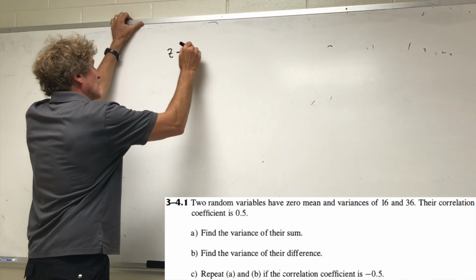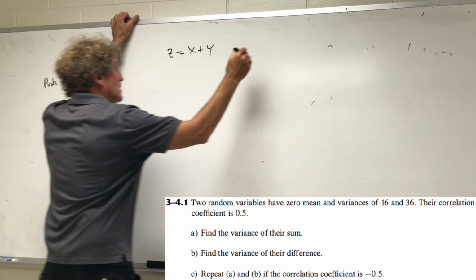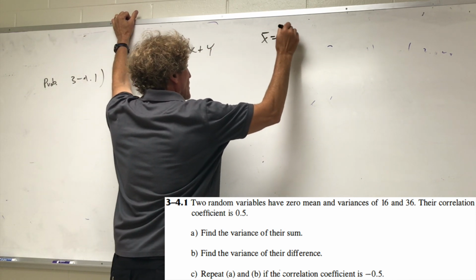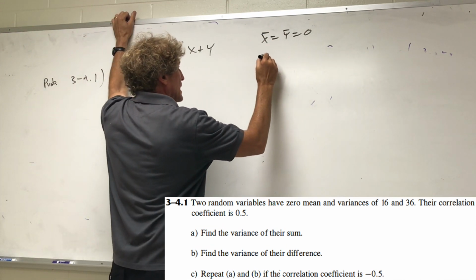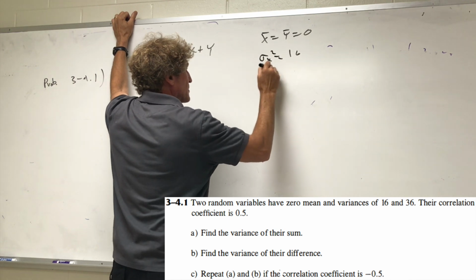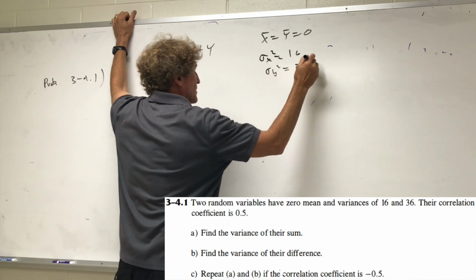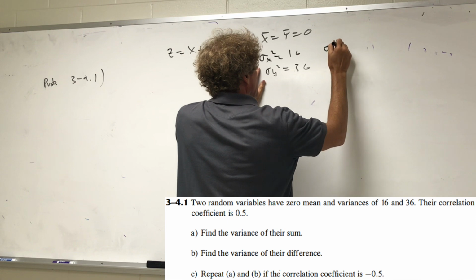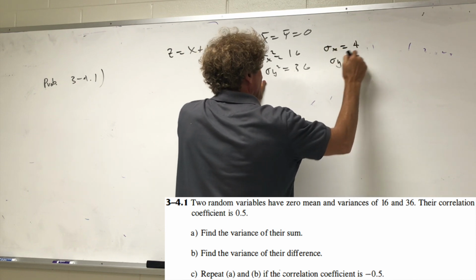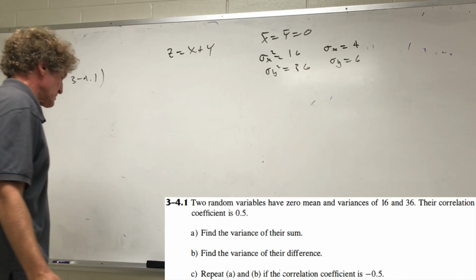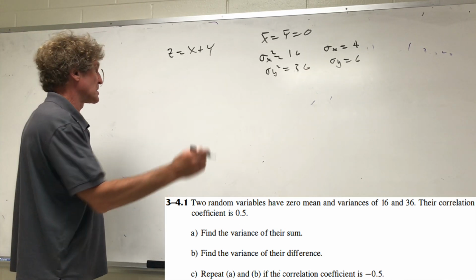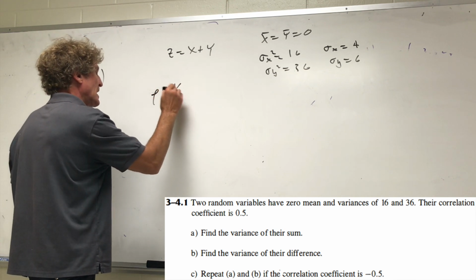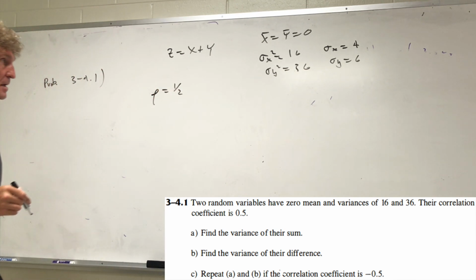Two random variables have 0 mean. All right, x bar equals y bar equals 0. One has a variance of 16, all right, sigma x squared is 16, and sigma y squared is 36. All right, before I do anything more, that means sigma x is equal to 4 and sigma y is 6. I don't want to mess that up. Their correlation coefficient is 0.5. All right, so they say rho equals 1/2. Go ahead. Find the variance of their sum.